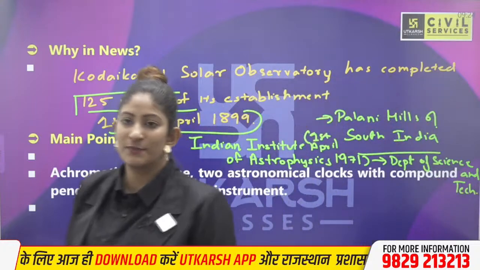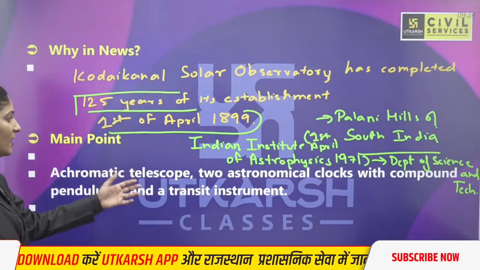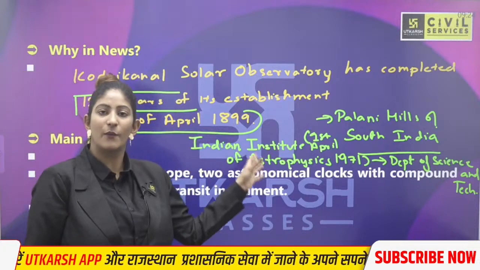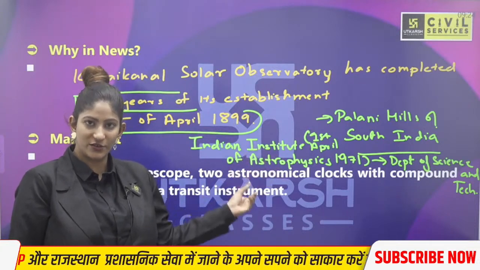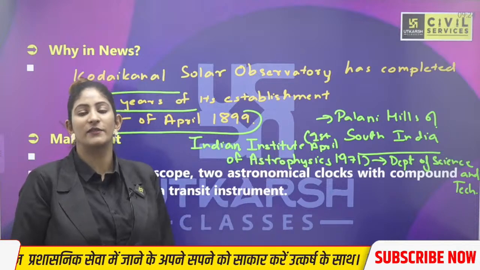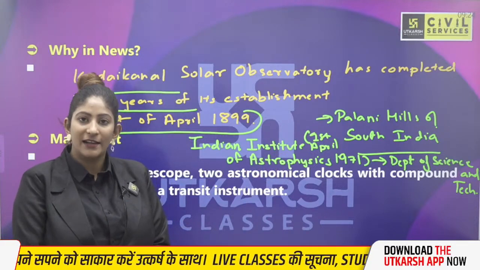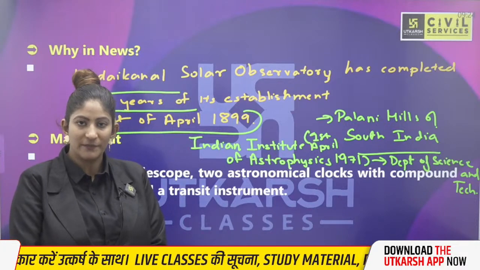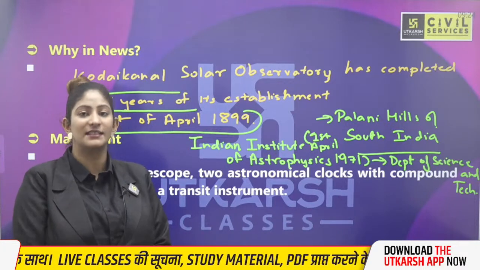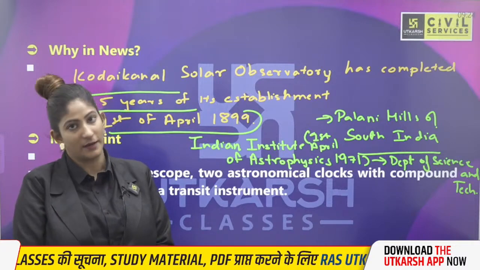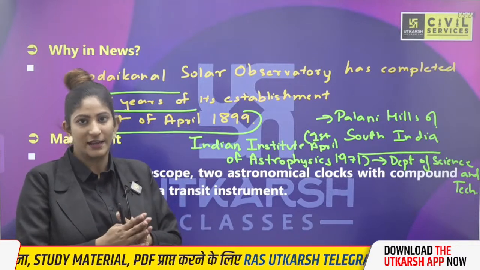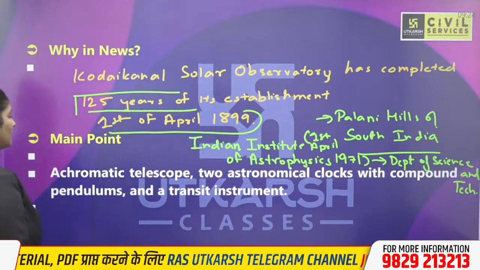Alright. So, it is present in Palani Hills of South India. The administration is done with the help of Indian Institute of Astrophysics, which itself was developed or established on 1st of April 1971. And Kodai Kanal Solar Observatory was established in 1899 on 1st of April. So, there is a congruence here. Alright. Now, let us talk about the main points.